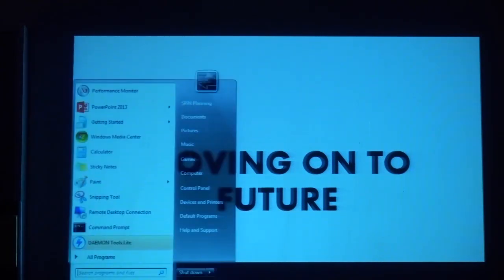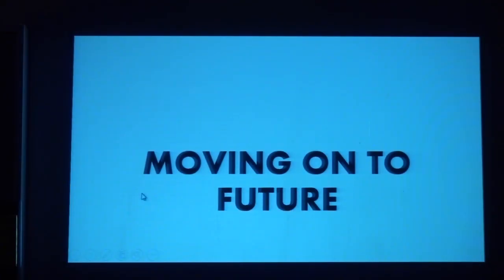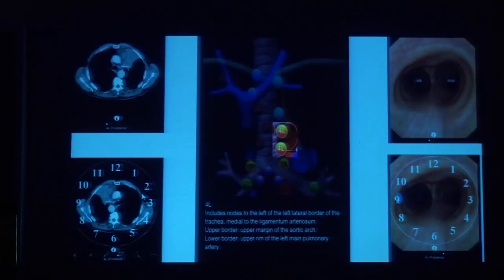Now we know the basics and how to analyze the scan and analyze the lymph node, and we need to go to... bear with me for a second.